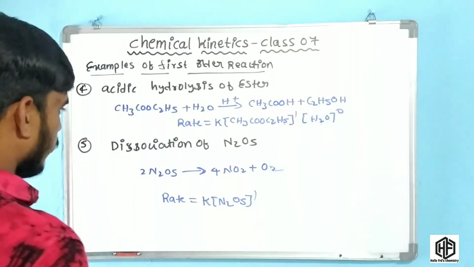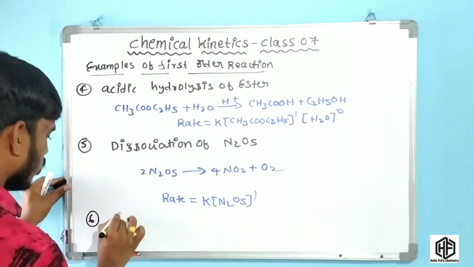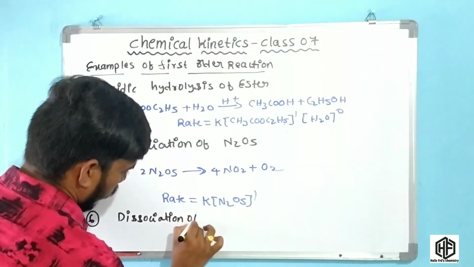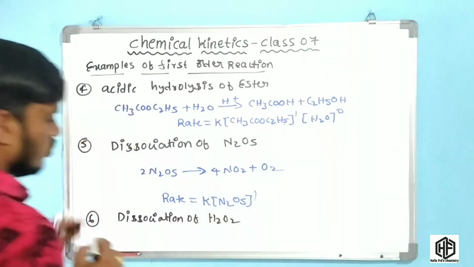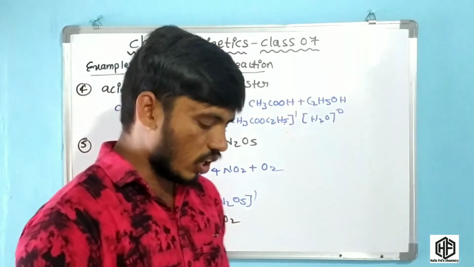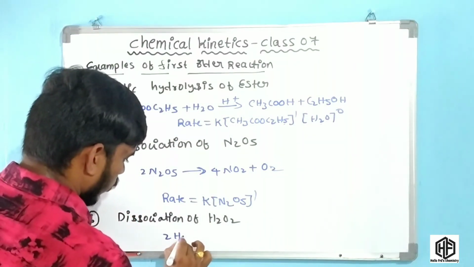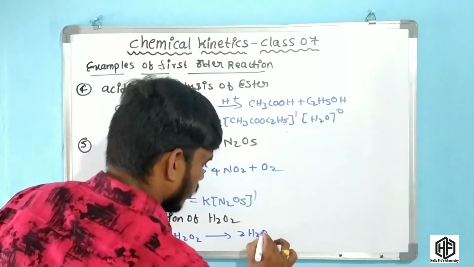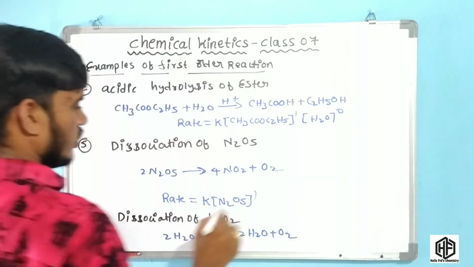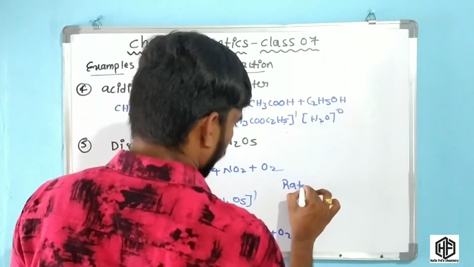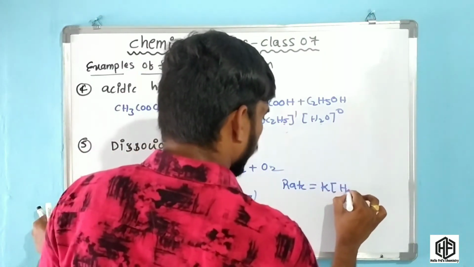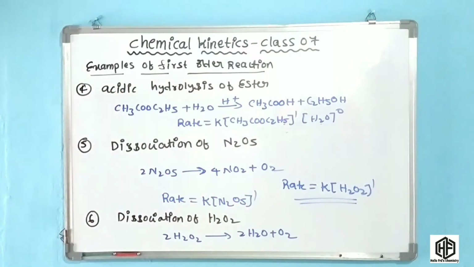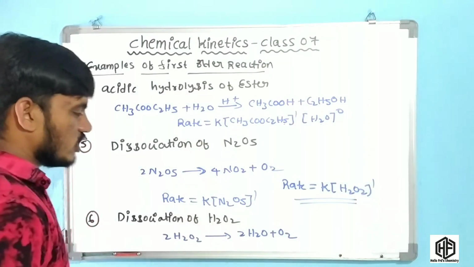And one more important example is the dissociation of H2O2. Friends, dissociation of H2O2 is an example of the first order reaction. 2H2O2 gives 2H2O plus O2. Now the rate is equal to K into the concentration of H2O2 power 1. This is an example of the first order reaction.